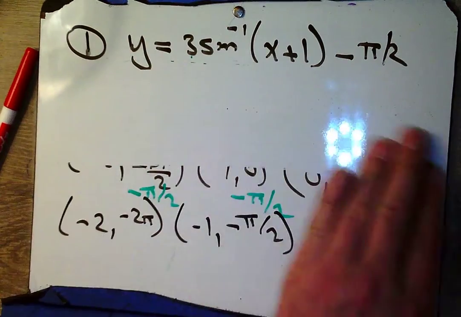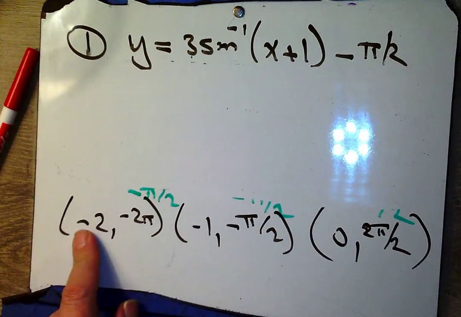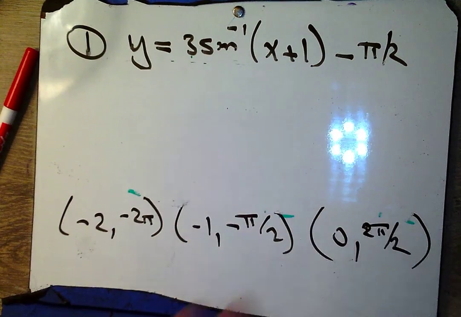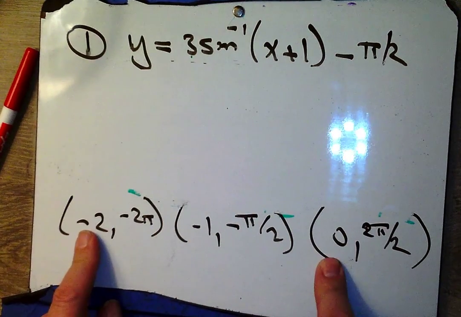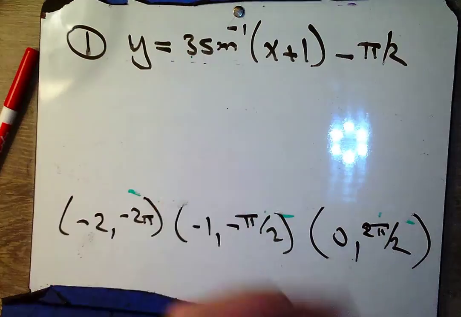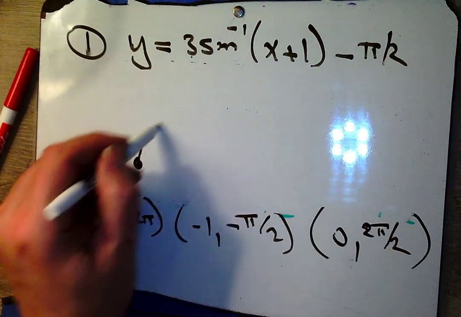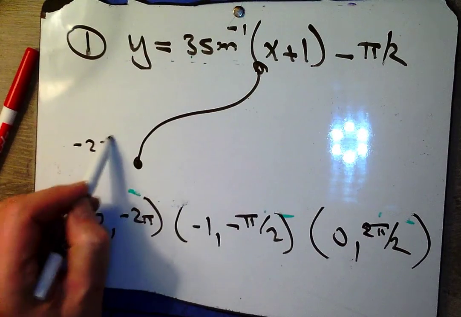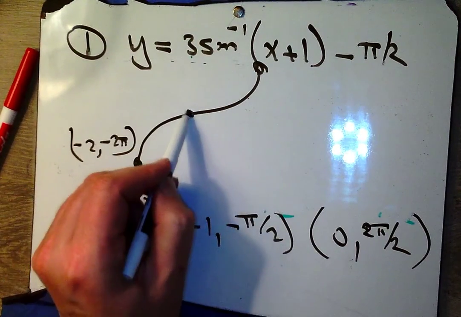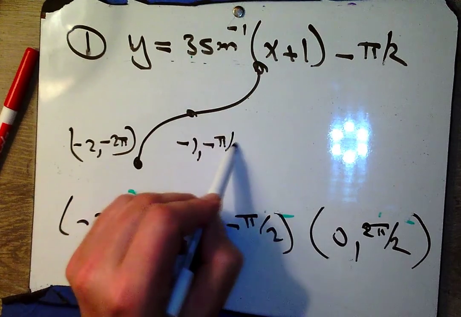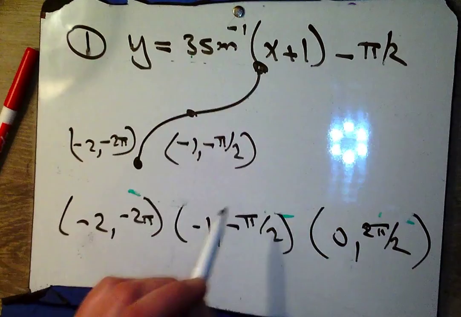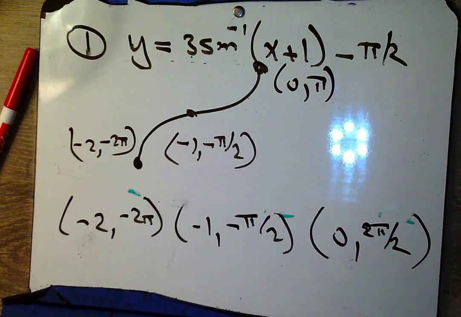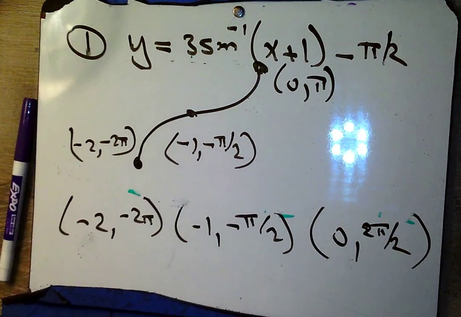Okay? So what can we say about the graph of this? Well, we know that this function starts here and ends here. It does not go on forever. This is it. The graph starts here and ends here. I know it's a positive inverse sine, so I'm drawing the shape for positive inverse sine. This will be negative 2, negative 2 pi. This will be negative 1, negative pi over 2. And this point here is 0, pi. And there's my graph.